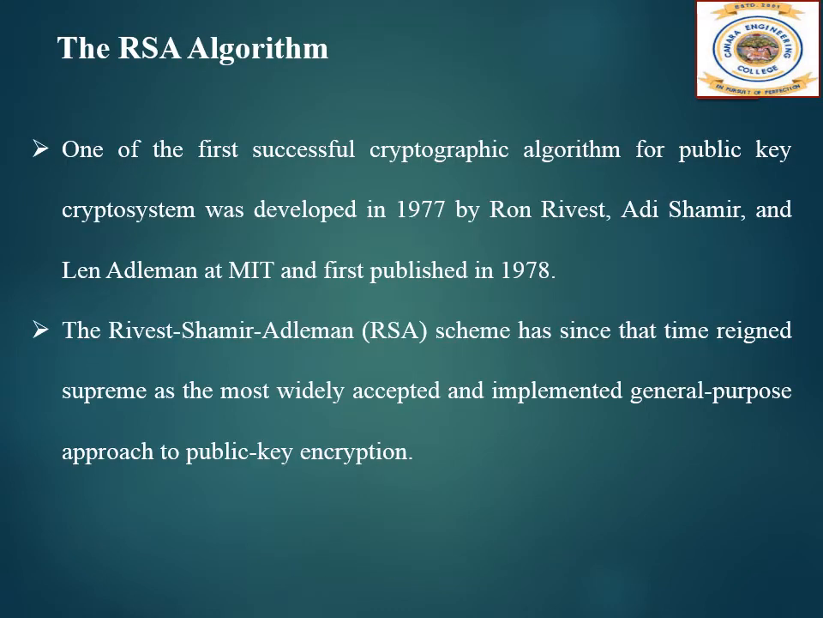The RSA algorithm, one of the first successful cryptographic algorithms for public key cryptosystem, was developed in 1977 by Ron Rivest, Adi Shamir and Len Adleman at MIT and first published in 1978. The Rivest-Shamir-Adleman (RSA) scheme has since that time reigned supreme as the most widely accepted and implemented general-purpose approach to public key encryption.